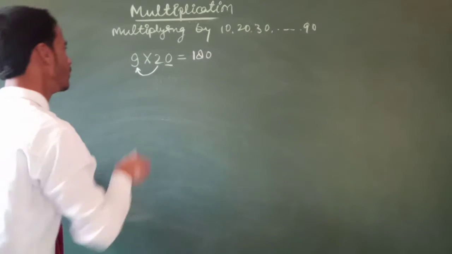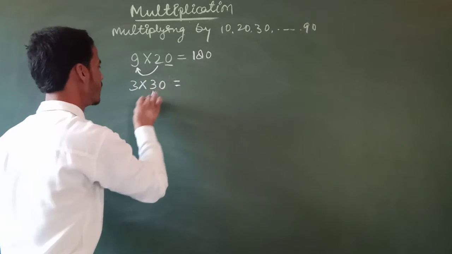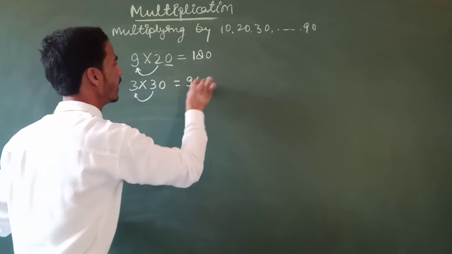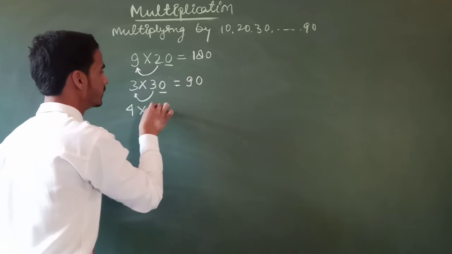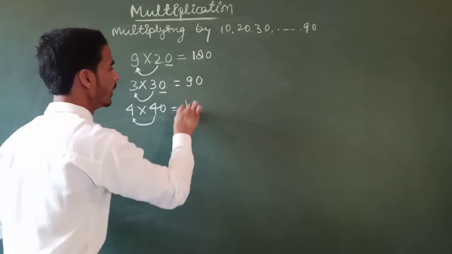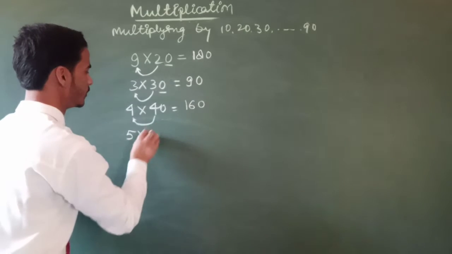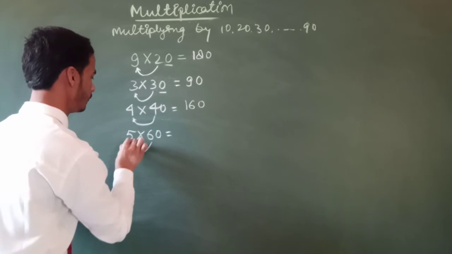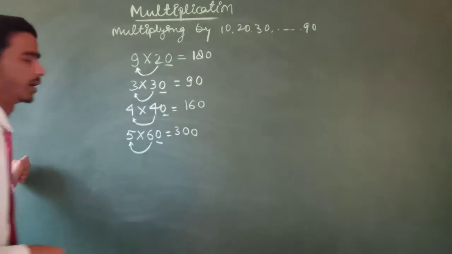Now 3 multiplied by 30. 3 threes are 9, that is 9, and we have to place 1 zero. 4 multiplied by 40. 4 fours are 16, and that is 160. 5 multiplied by 60. 6 fives are 30 and we have to place 1 extra zero, that is 300.